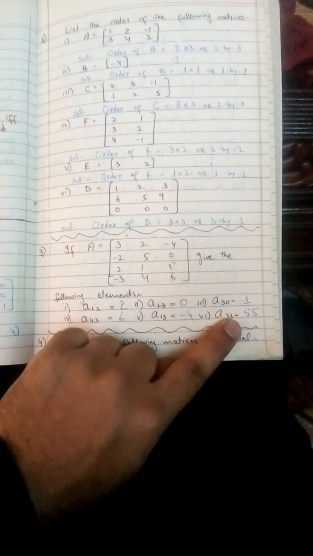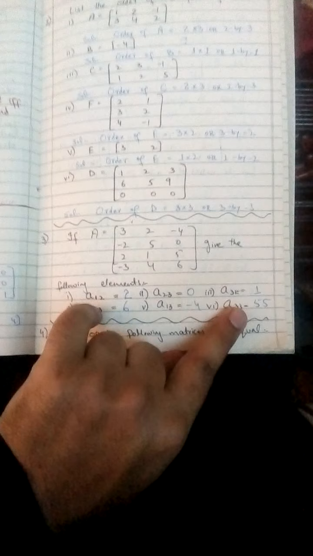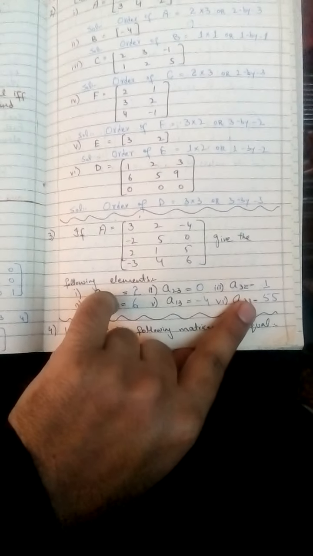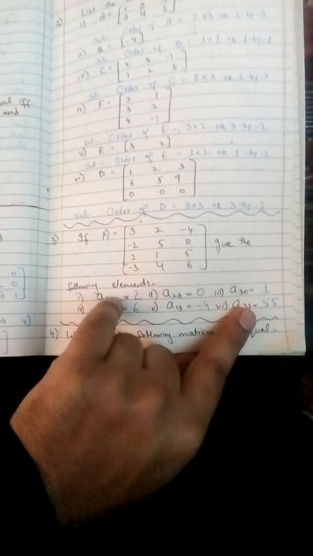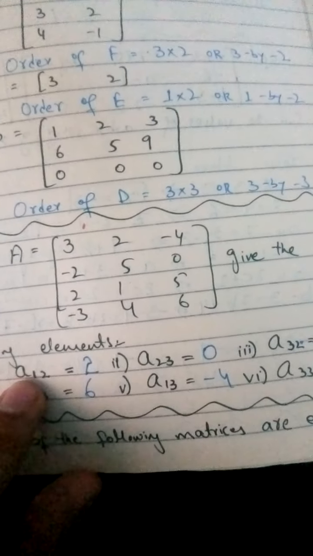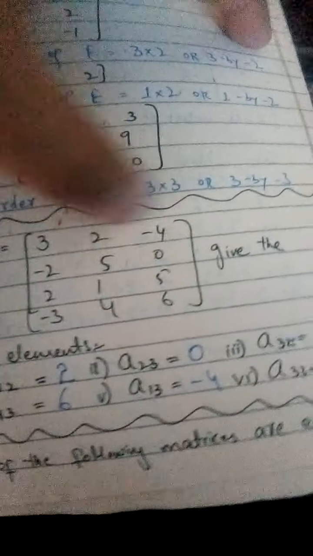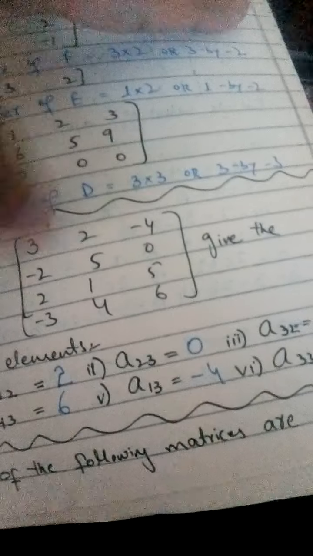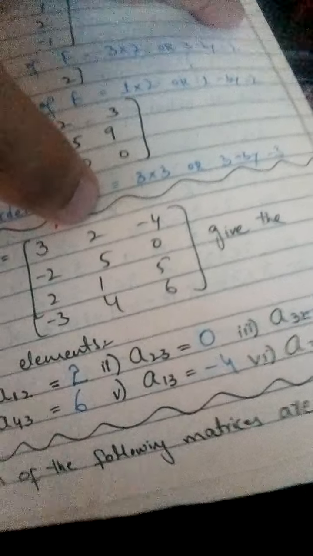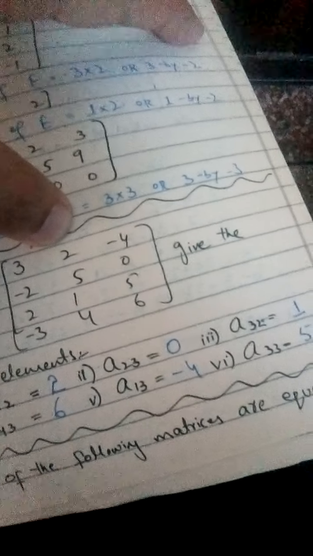So A12 means here A is the element and 12 means the row number and column number. If you have to find A12, what you have to do is look at the first row. What is the first row? Here it's the first row, and 2 means the second column. This is the second column. So in the first row, second column, what is the element? 2.